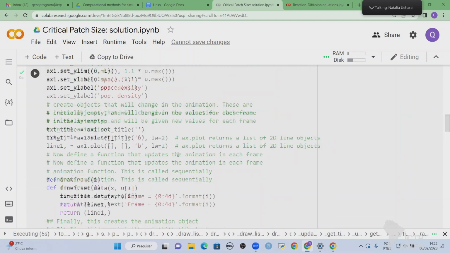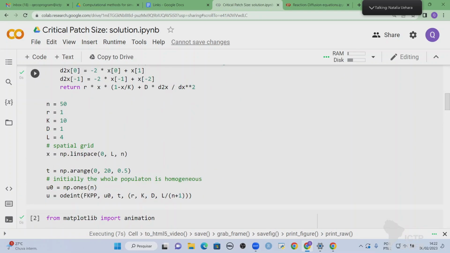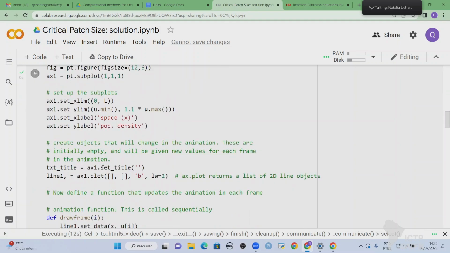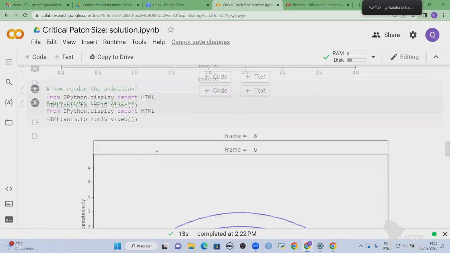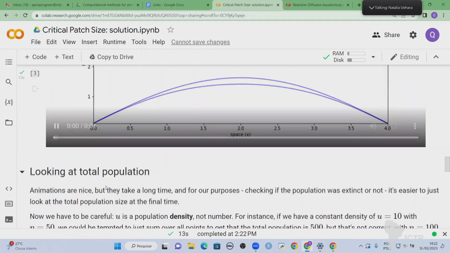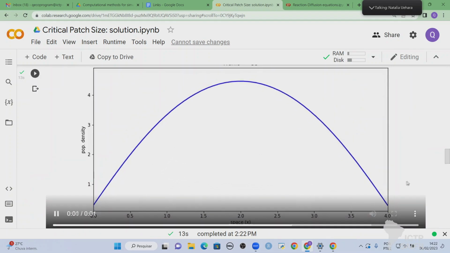What was the initial condition? It was with all the population equal to 1 initially, okay, yeah. So density of 1, right? So this is, let's start from the beginning here. So this is the solution, okay?